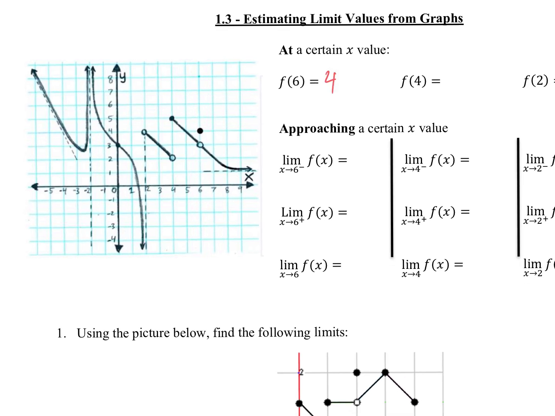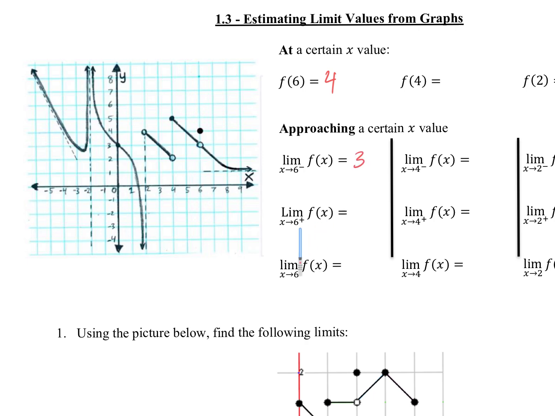Now, let's go beneath it. We talked about this on Friday. As x approaches 6 from the negative side, that means I approach 6 from the left side. I really don't care what's going on all the way over here, because I want you to get close to 6. So I'd start coming in here. As I get close to 6 from the left, where does my lightsaber end? At 3. So the approach from the left is 3.